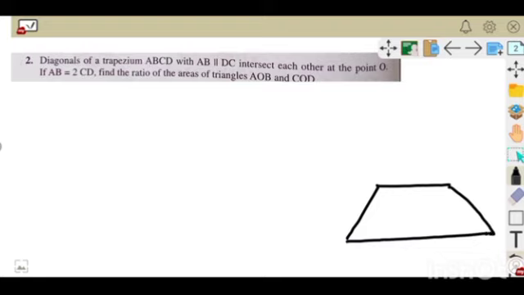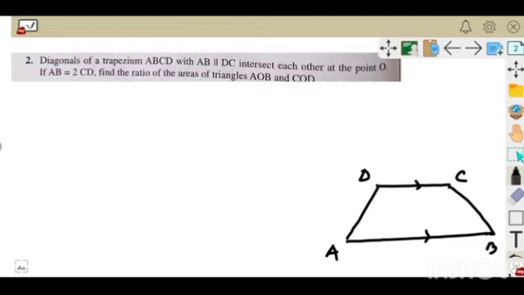Okay, we have seen the trapezium here, and what happened now? I'll give here A, I'll give here B, I'll give here C, and I'll give here D. The question tells that AB is parallel to DC, so this AB is parallel to DC. Okay, and the diagonals intersect each other at the point O.